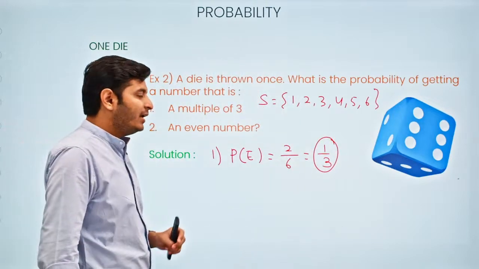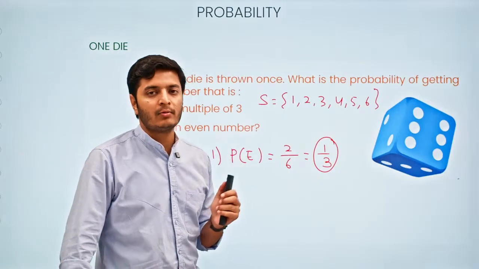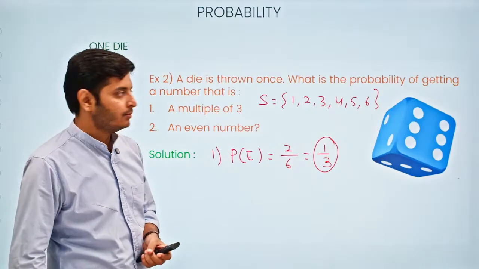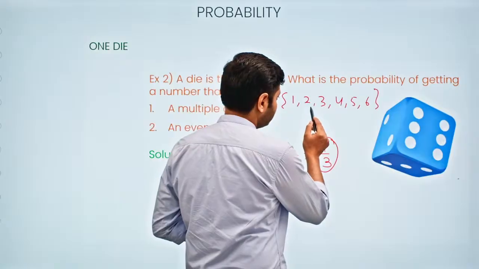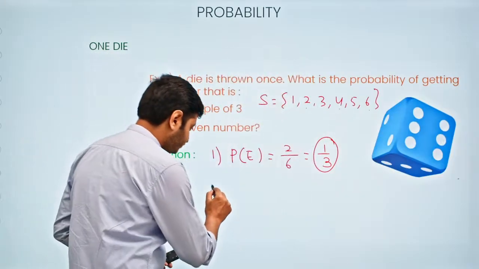Second part, an even number. So in the last problem, we calculated the probability of getting an odd number. Here we need to calculate the probability of getting an even number. Even numbers 2, 4 and 6. 3 favorable outcomes.